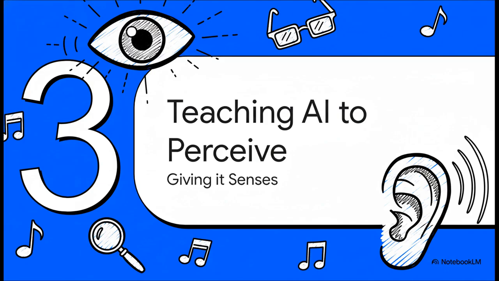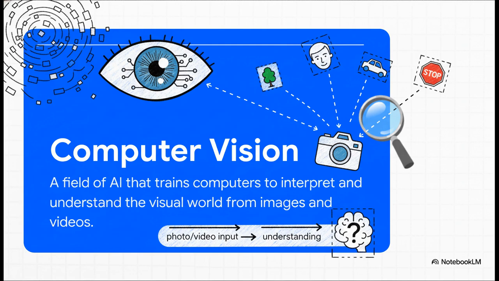We're going to give it senses. This next module is all about teaching our AI to see and hear the world around it. The first sense we're going to teach is sight, and we do that with a subject called computer vision. This is basically how we train a machine to look at a picture or a video and actually understand what it's seeing, not just register a bunch of pixels.